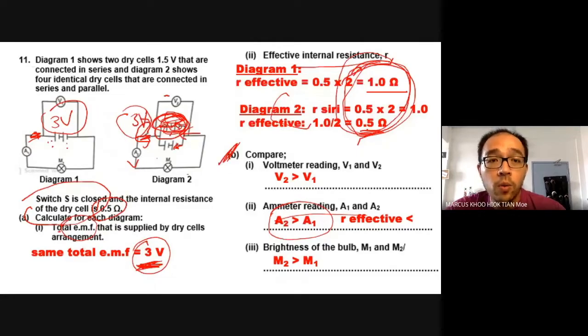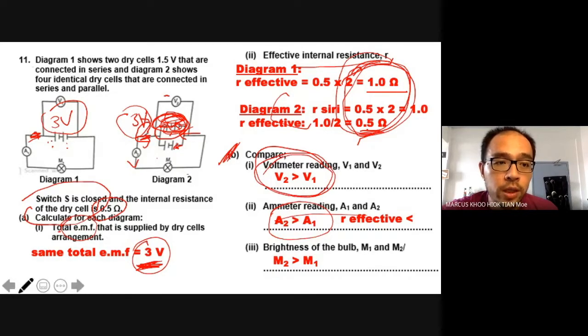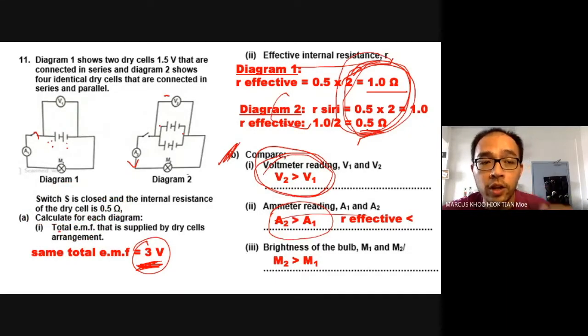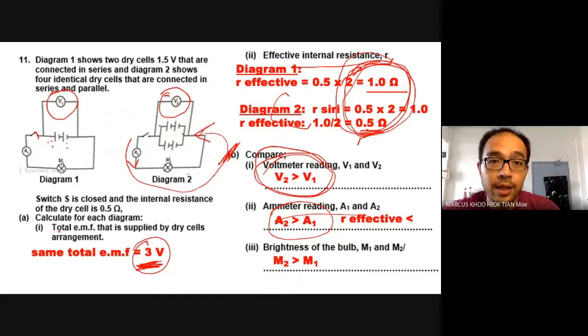So once again, I think probably the biggest confusion here is why the voltmeter reading is different. The voltmeter reading is different because, don't forget, when you turn on the switch, the reading of the voltmeter is no longer showing the value of the EMF, but it is actually showing the voltage that is running across the circuit. And since there is a bigger current flowing across the circuit, there will be a bigger voltage, because the resistance is less.